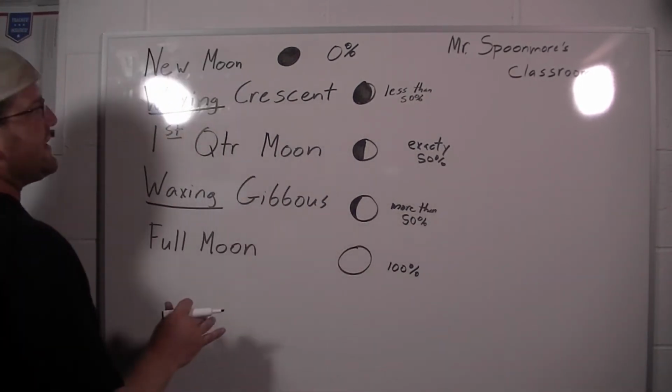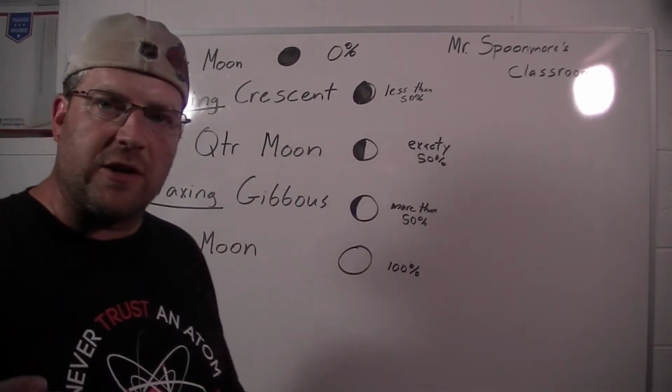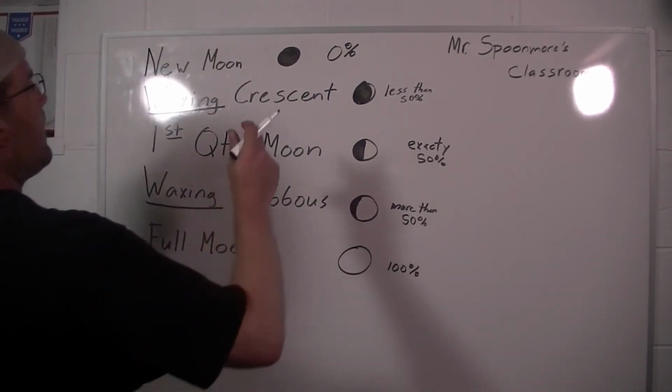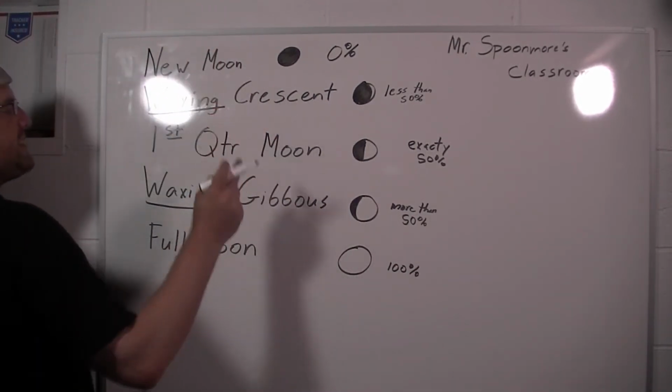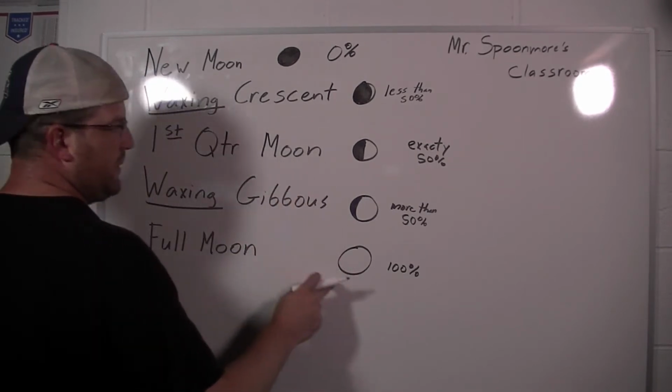The big thing is here, with all of these, the moon and the percentage that we see here on Earth is always getting bigger. So, new moon, waxing crescent, first quarter moon, waxing gibbous, and full moon.